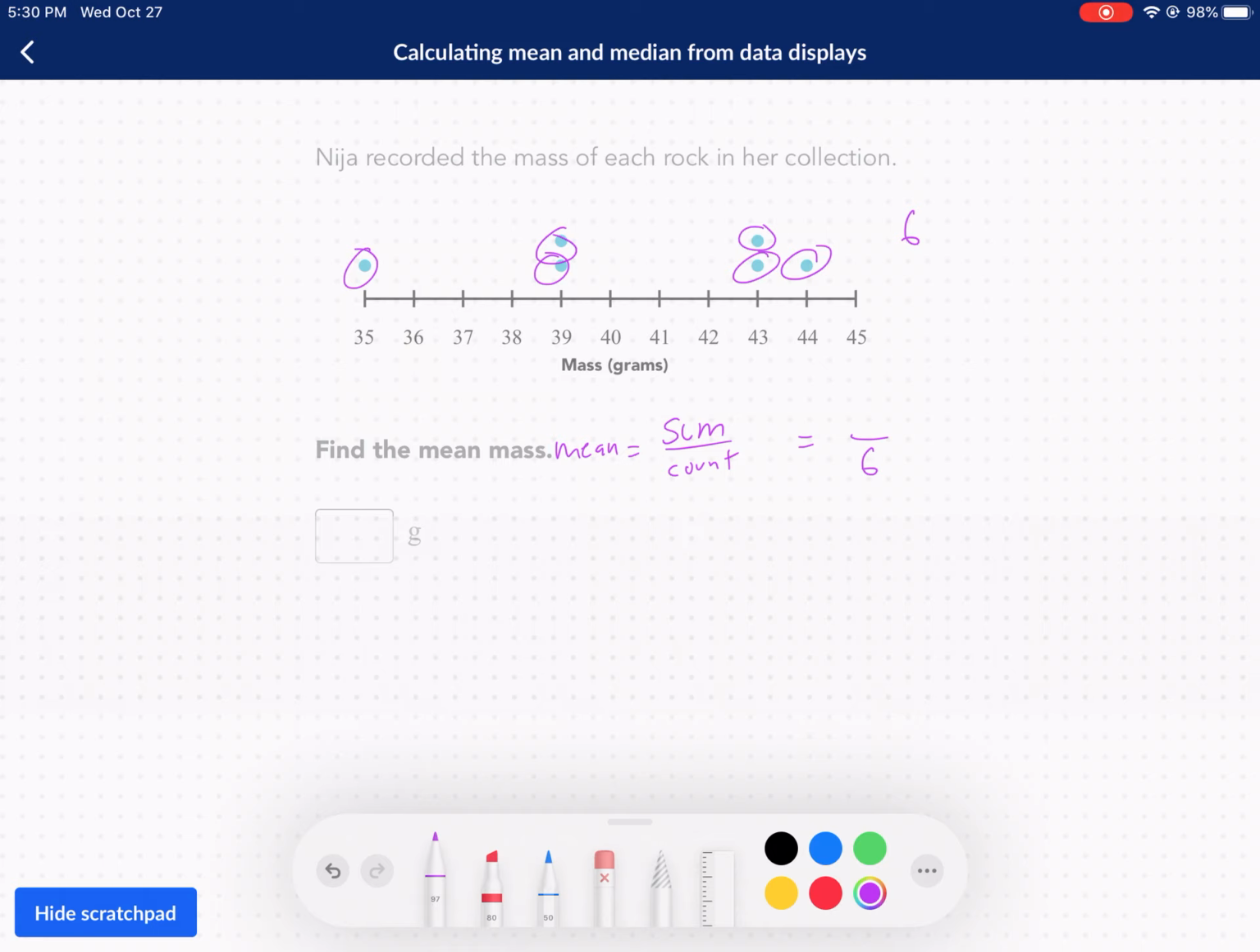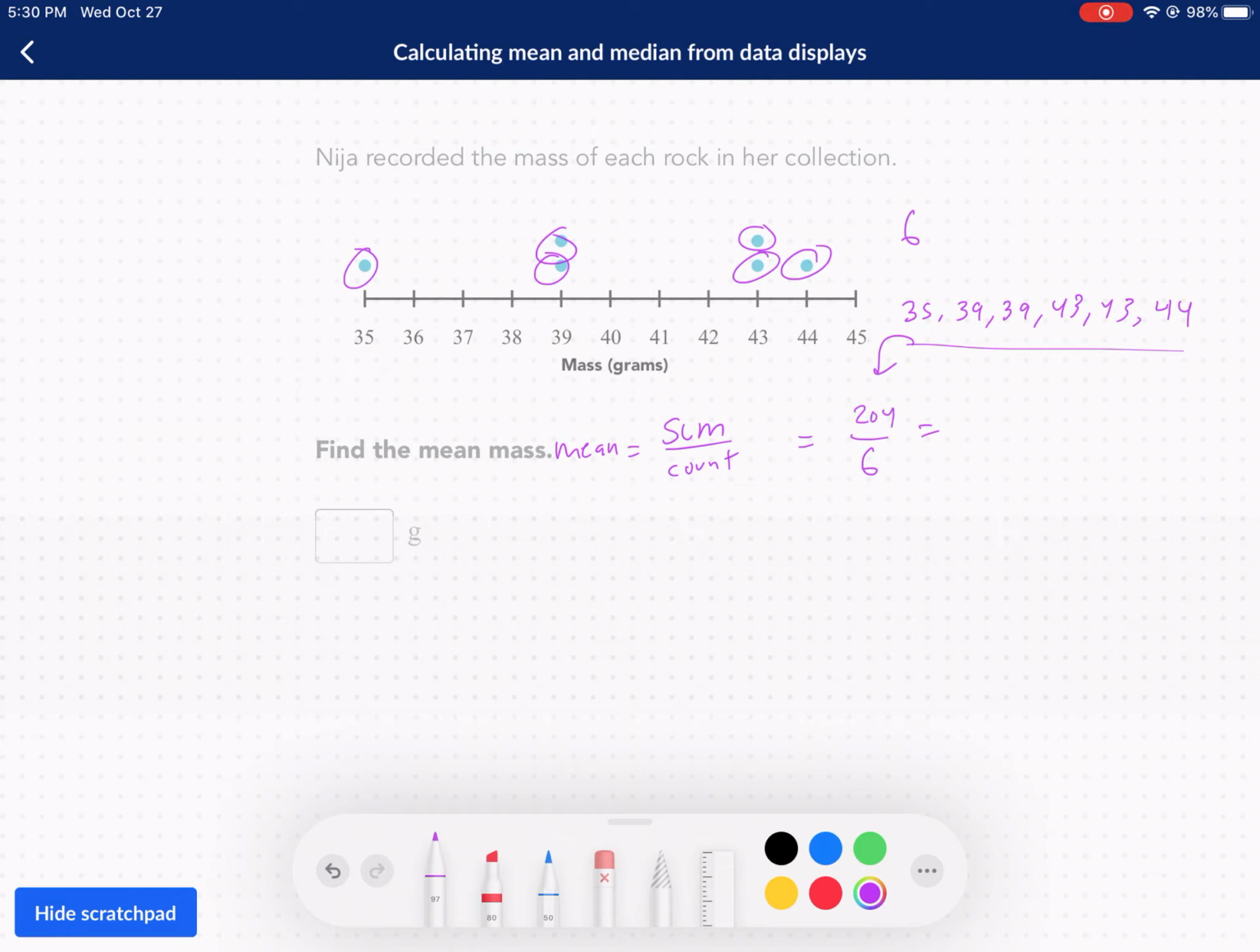Now the sum, this is where we have to actually add, and I'm going to kind of cheat a little bit. I'm going to use a calculator. I suggest writing all of the numbers. So I have 35. I have 2 39s. I have 2 43s. And I have a 44. Okay, so there is my data set, and I'm trying to calculate the sum of that so I can find the mean. So the sum is 35 plus 39 plus 39 plus 43 plus 43 plus 44. And that equals 204. Okay?